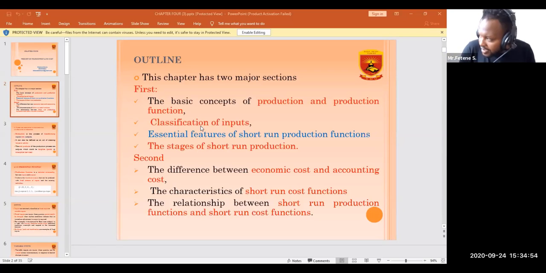Then the second section of this chapter deals with the difference between economic cost and accounting cost. Is it similar or not? Are economic cost and accounting cost the same or not? We will see the characteristics of the short run cost function. And also we will see the relationship between the short run production function and the short run cost function.